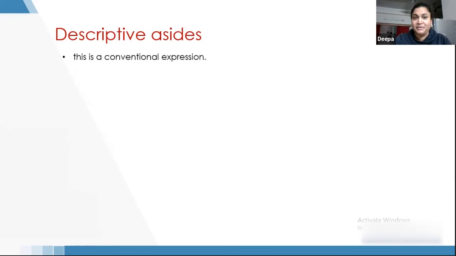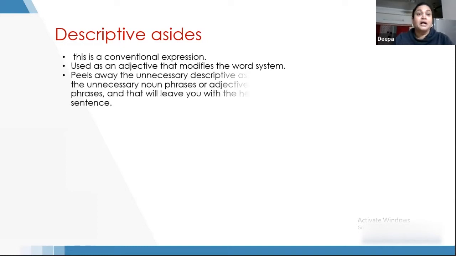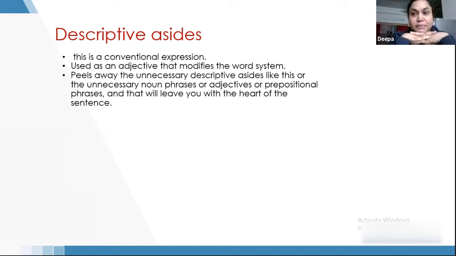These are called descriptive asides. This is a conventional expression used as an adjective that modifies the word. The system peels away the unnecessary descriptive asides, like the unnecessary noun phrases or adjectives or prepositional phrases, and that will leave you with the heart of the sentence. Once we have the heart of the sentence, it will be easier for us to use and add whatever is needed and remove whatever is not needed in the sentence.